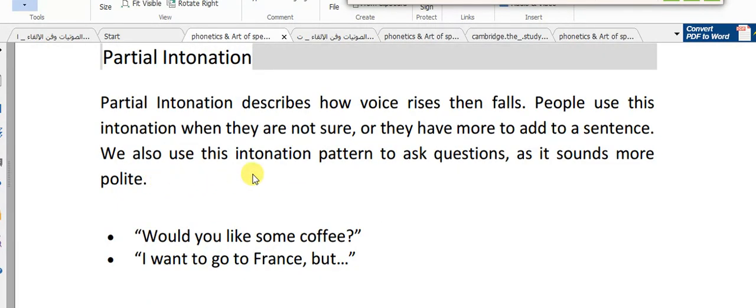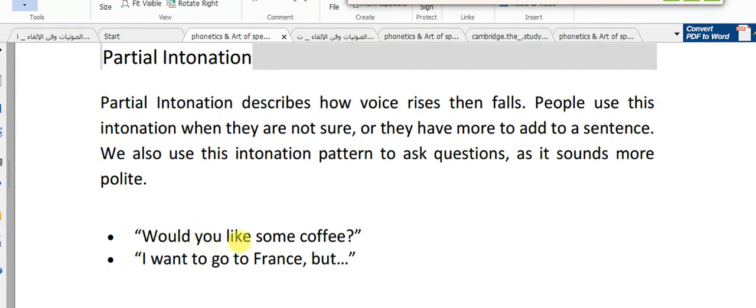We also use intonation pattern to ask questions. واحنا بنسأل مثلا question as it sounds more polite يعني عشان يبقى فيها نوع من ال politeness. يبقى لما نيجي احنا نرسم بقى خط ال intonation كده ونقول بقى دي فيها surprising فيها politeness فيها questioning فيها emphasize الحاجات دي كلها.